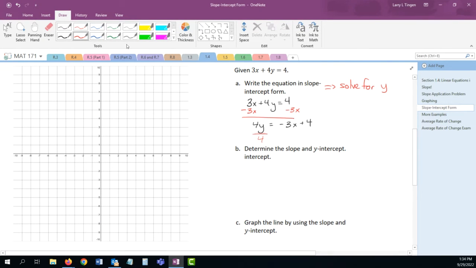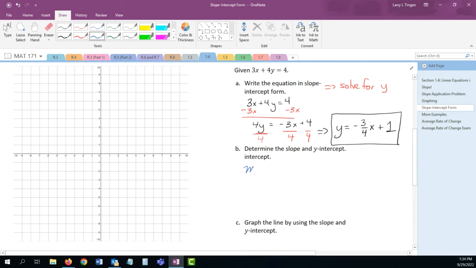I just need to get rid of that 4, right? That 4 in front of the y. So I just divide this term by 4. If I do it to one term, I have to do it to all of them. And when I do that to all of them, what happens? 4 divided by 4 leaves me y is equal to negative 3 divided by 4, which is negative 3/4 x, plus 4 divided by 4 is 1. All right, so there's my slope-intercept form.